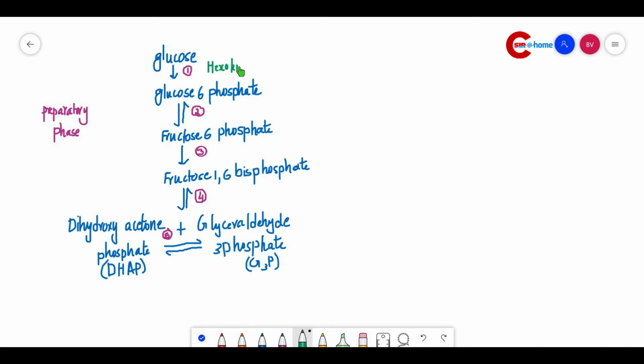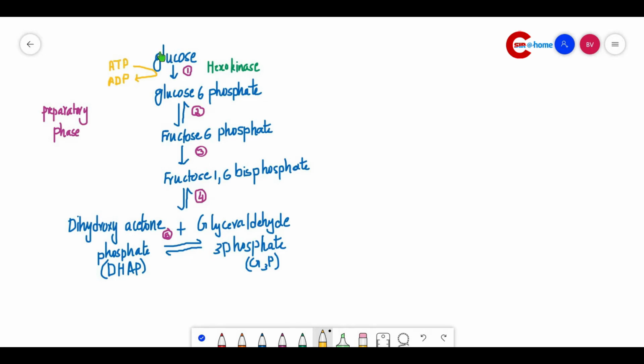Now we can study enzymes. Glucose is converted into glucose 6-phosphate with the help of hexokinase. Kinase, what is kinase? It transfers a phosphoryl group between ATP and a metabolite. Here, which one is the metabolite? Glucose. So it transfers a phosphoryl group to glucose. Then it becomes glucose 6-phosphate.